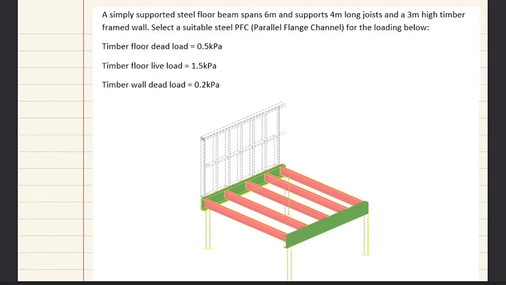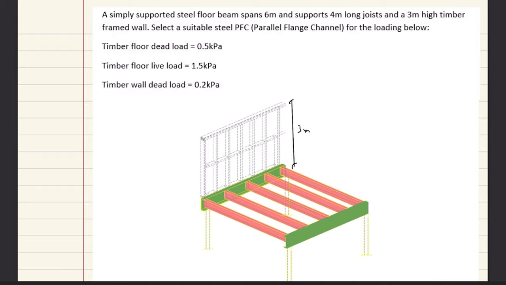A simply supported steel floor beam spans 6 meters and supports 4 meter long joists and a 3 meter high timber framed wall. Select a suitable steel PFC, which is a parallel flange channel, for the loading below. So we've got a timber floor dead load of 0.5 kPa, a timber floor live load of 1.5 kPa, and a timber wall dead load of 0.2 kPa. We don't have any roof loads or wind loads in this exercise.